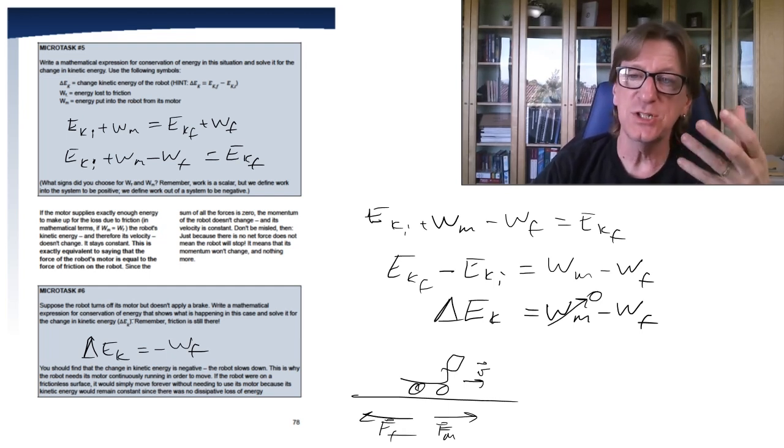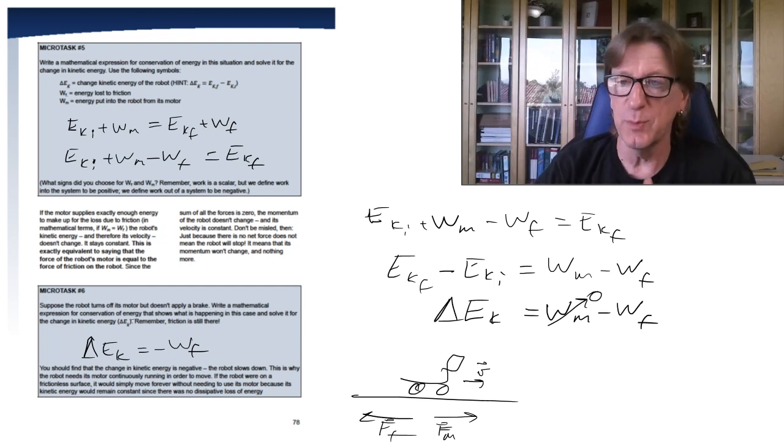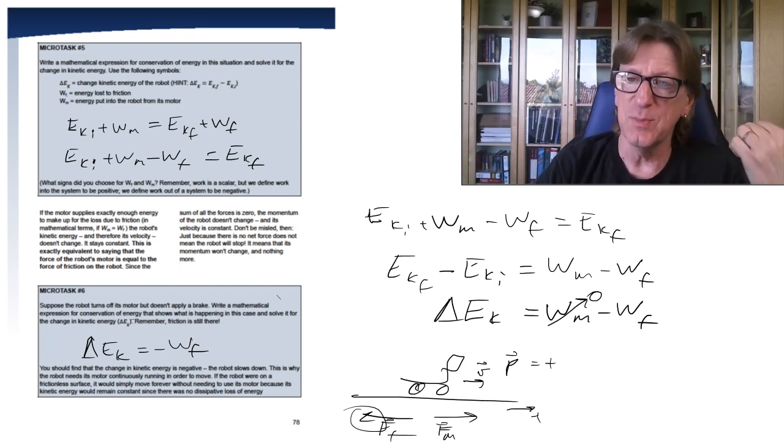That force is trying to change the momentum by decreasing the momentum because it's in the negative direction, right? My momentum for my robot here is in the positive direction, if we define this to be positive. So this is trying to make the momentum be less. It's trying to make the momentum go in the negative direction.